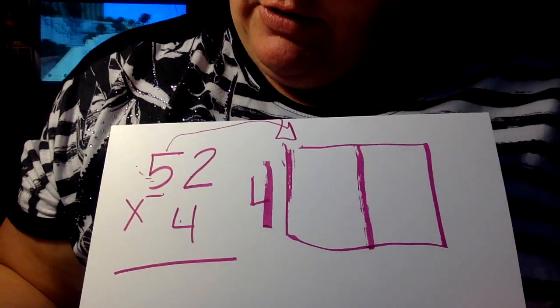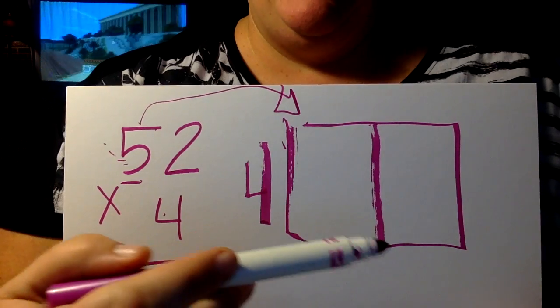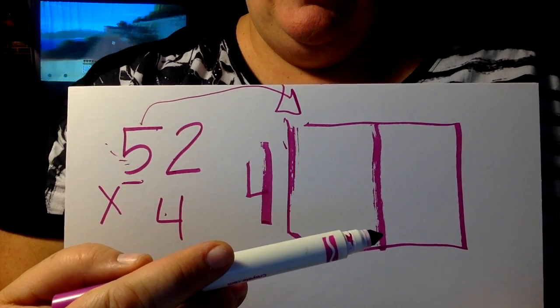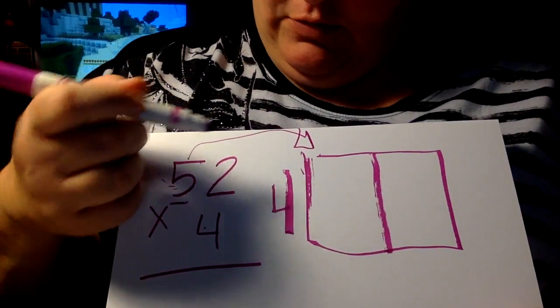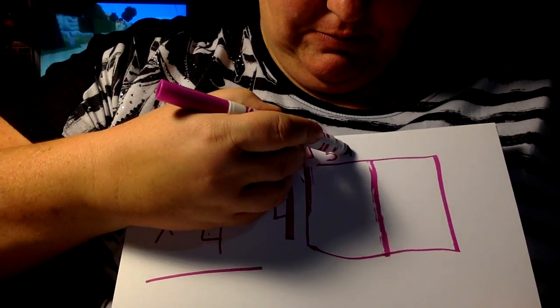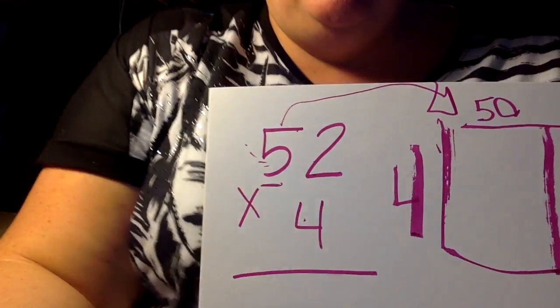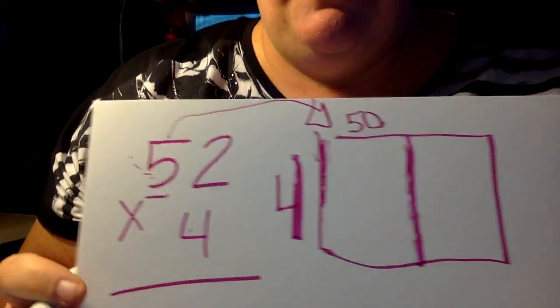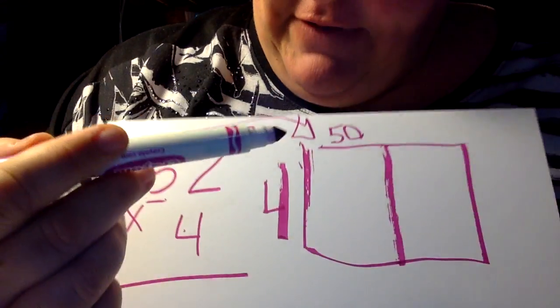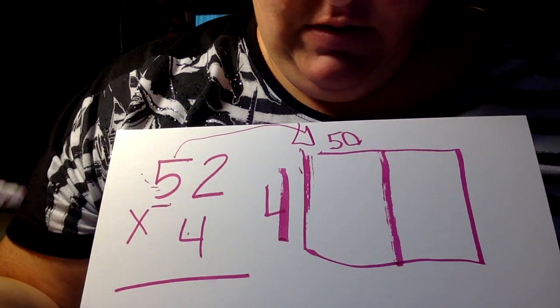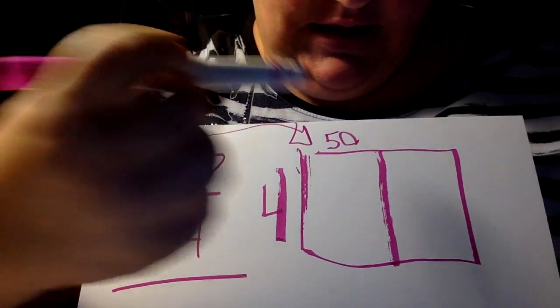but that 5's not worth a 5. How much is that 5 worth? That 5 is worth 50. That 5 is worth 50. But this 2, it's just worth 2.